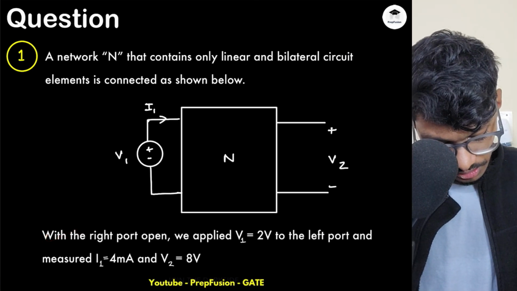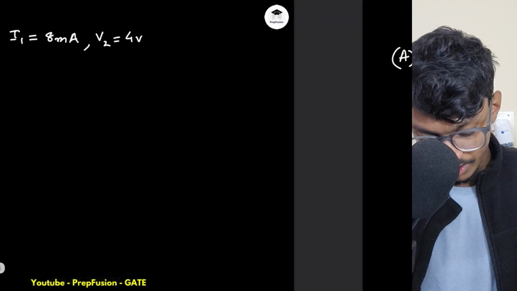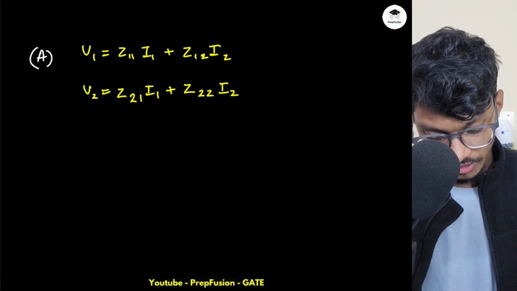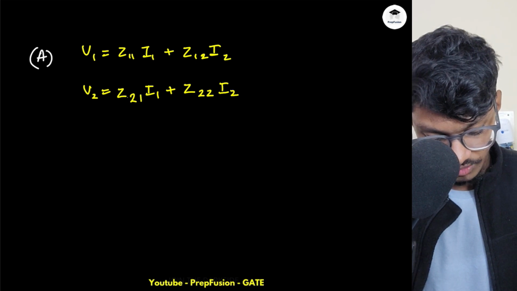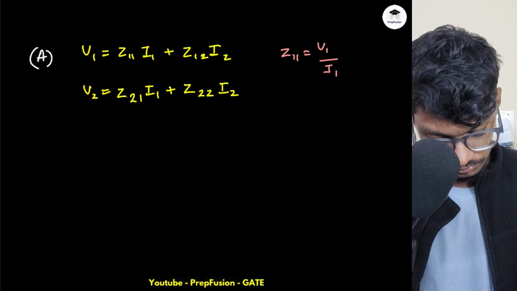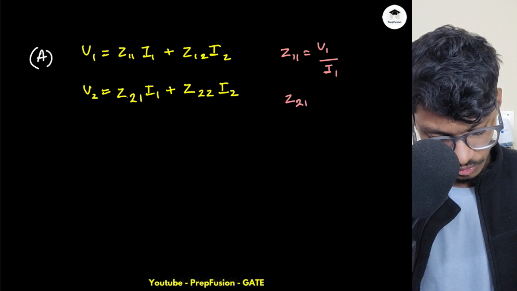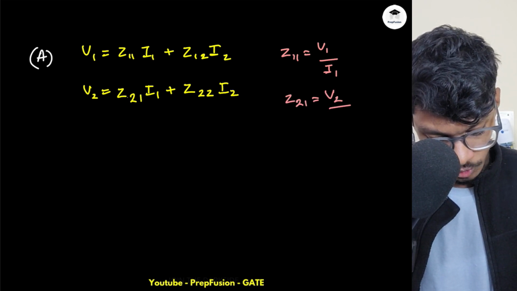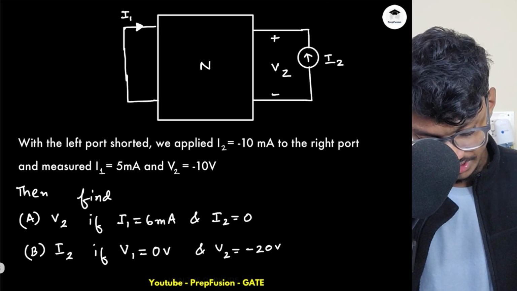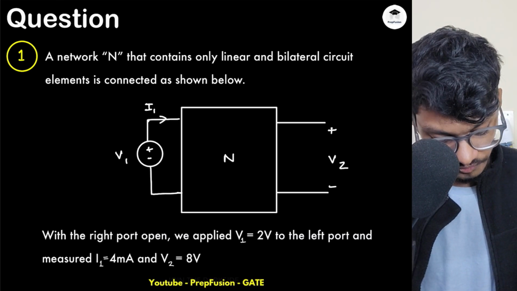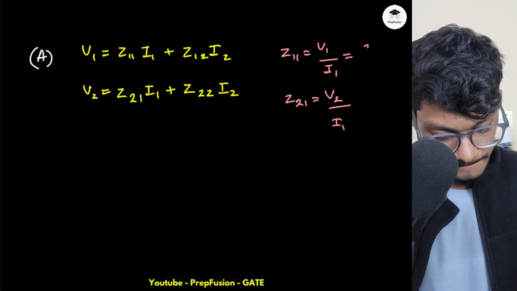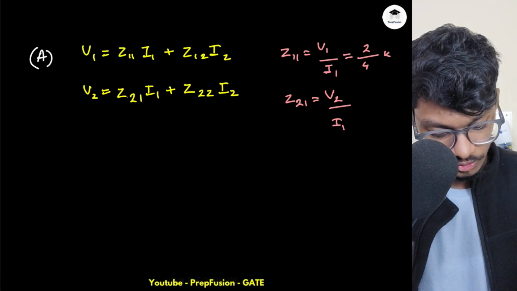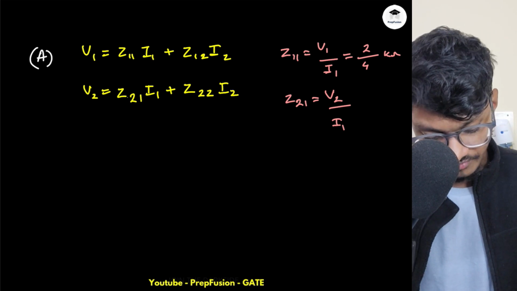My I2 is 0. If my I2 is 0, what do the open circuit parameters become? This term is completely vanished. So my Z11 will be simply V1 by I1, and my Z21 will be simply V2 by I1, and they have given me these values. V1 is 2, I1 is 4, so it is 2 by 4, in kilo ohms. It will be 0.5 kilo ohms.